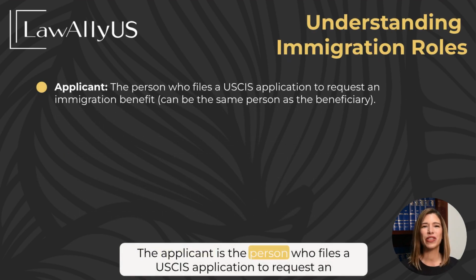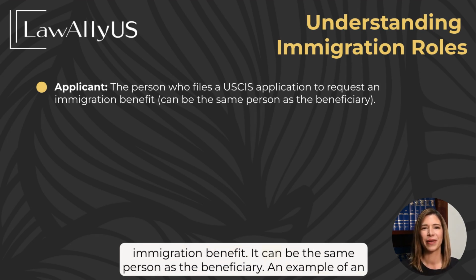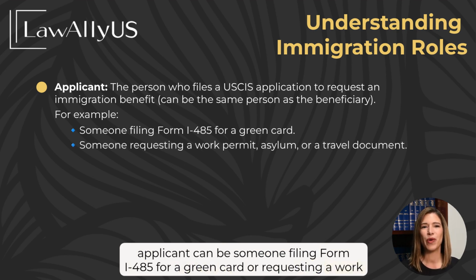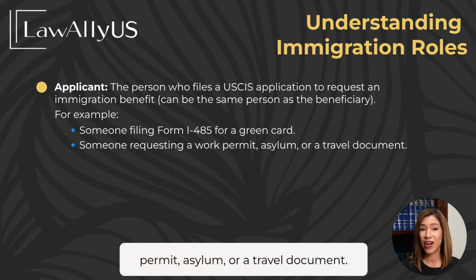The applicant is the person who files a USCIS application to request an immigration benefit. It can be the same person as the beneficiary. An example of an applicant can be someone filing Form I-485 for a green card or requesting a work permit, asylum, or a travel document.